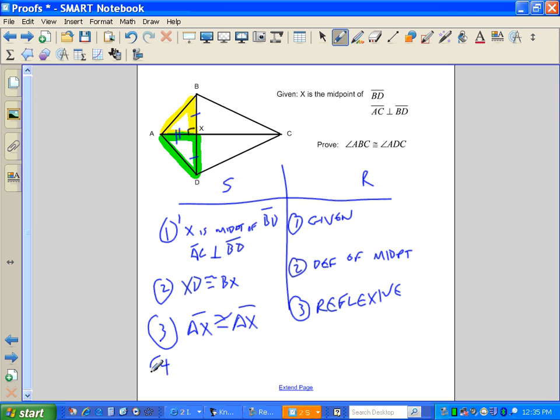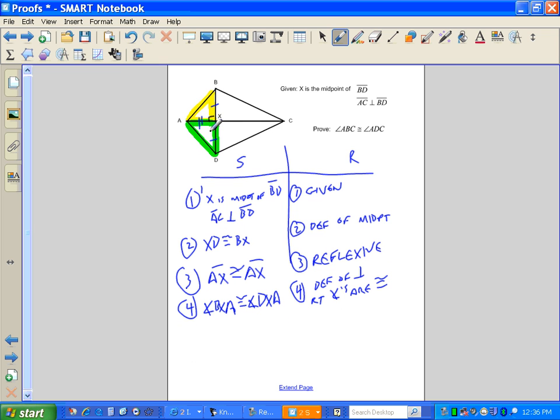And then finally, we know that we've got some right angles. We've got angle BXA congruent to angle DXA. And I'm going to do multiple things at one time. I'm going to use the definition of perpendicular to say that they're right angles, and then I'm going to say that right angles are congruent. If it's 90 degrees, it's 90 degrees, it's 90 degrees.